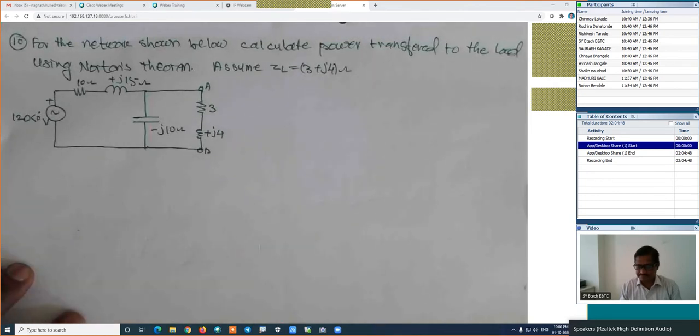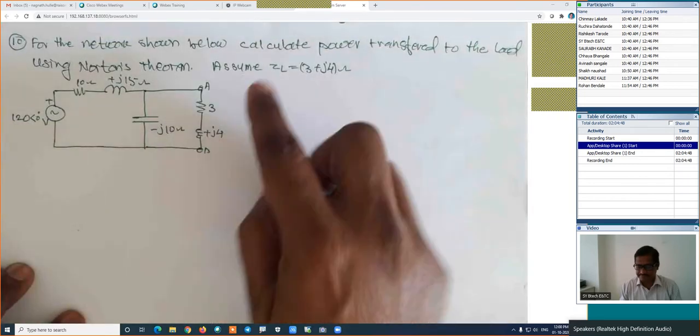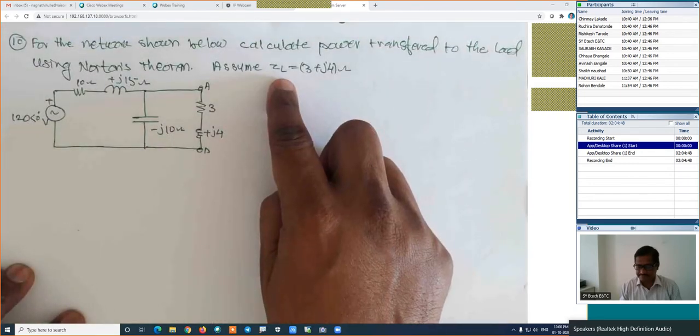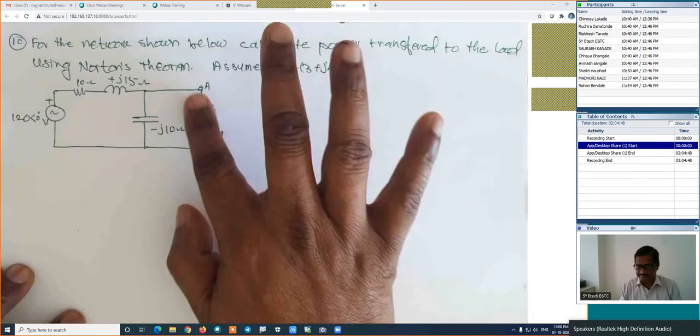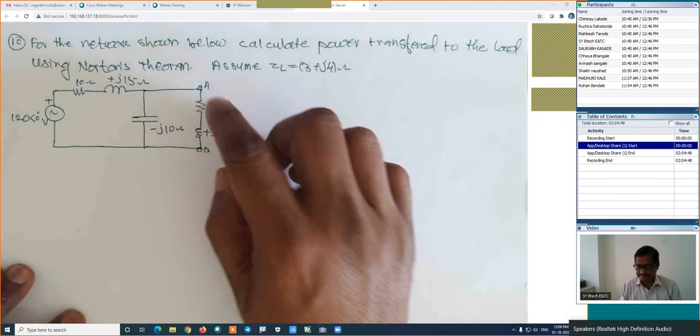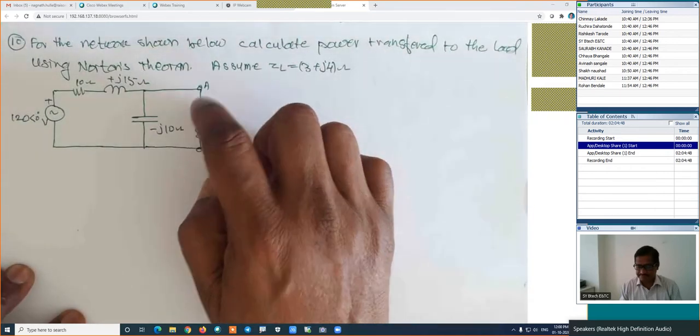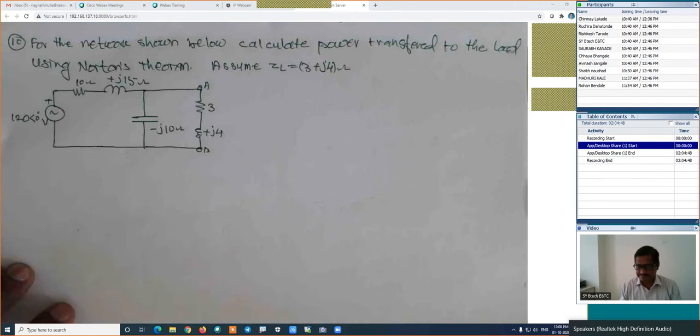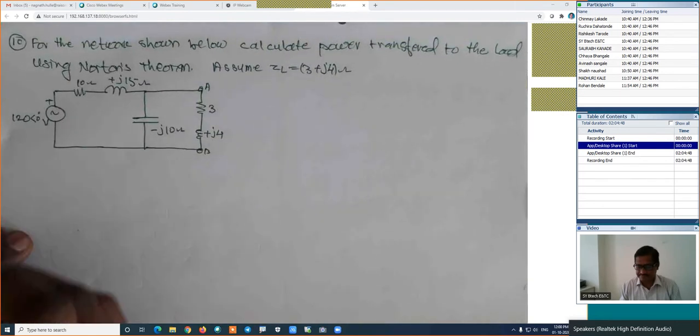First, remove the load. How much is the load? Assume ZL, the load impedance, is 3 plus J4. Remove this impedance, short the output terminals, and calculate the current in the short circuit. I will write the same.